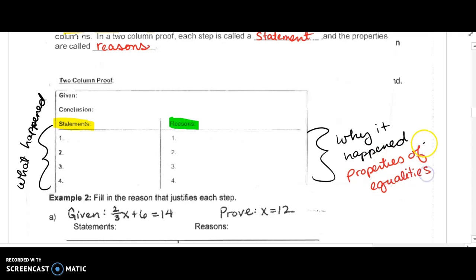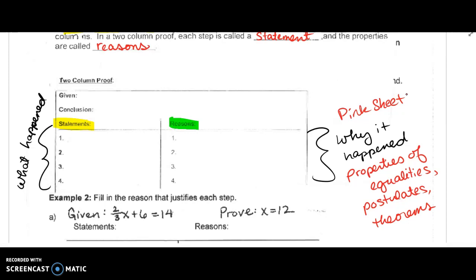We might also get into some other, by the end of the lesson, some other postulates and theorems. But all of those, the postulates, the theorems, the properties of equality, they all go on the right-hand side of your proof. Again, this is the pink sheet. All the theorems, properties, and properties of equalities that are on your pink sheet.